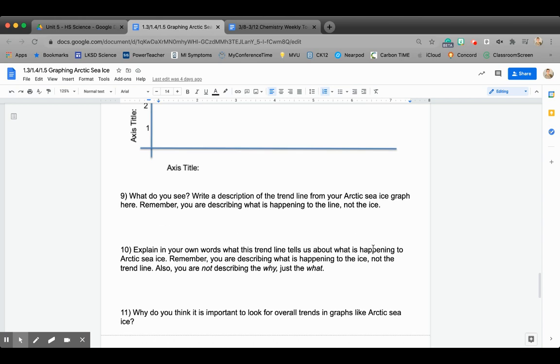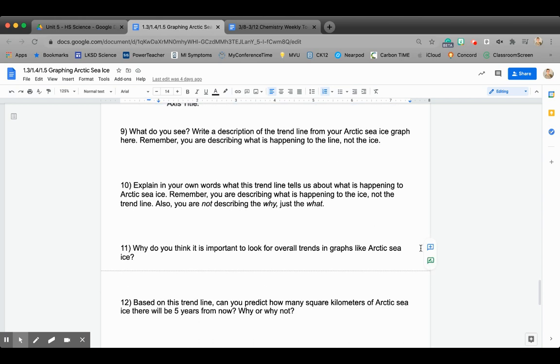Once you have those, let's quickly go over the remaining questions because I know I didn't get to go over those with you in class. So question number 9 says, what do you see? Write a description of the trend line. Remember, you are describing what's happening to the line, not the ice. So again, when we describe trend lines, we're saying, is it positive, is it negative, or is there no trend line there?